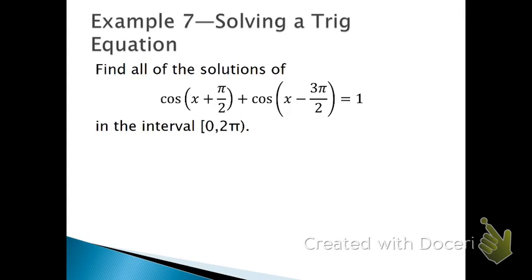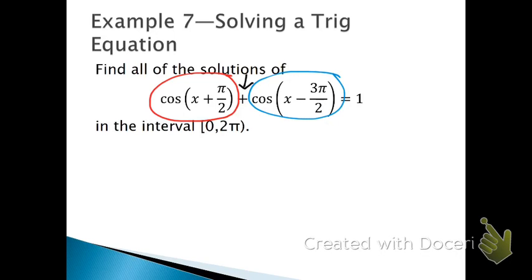Example 7 says find all the solutions of that equation there in the interval from 0 to 2 pi. So guys, we're going to put together what we just did in 5.3 with what we've just learned in the beginning of this. The first thing I notice is right here I have the cosine of two angles being added, and then right here I have the cosine of two angles being subtracted. And in the middle there, it's telling me I'm going to do what to them? Add them. All right? So let's separate them individually.